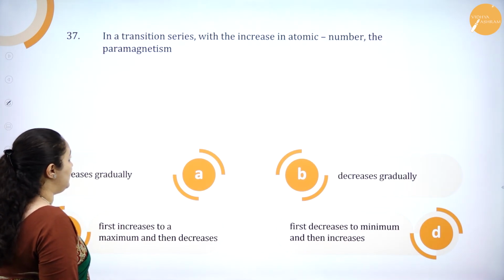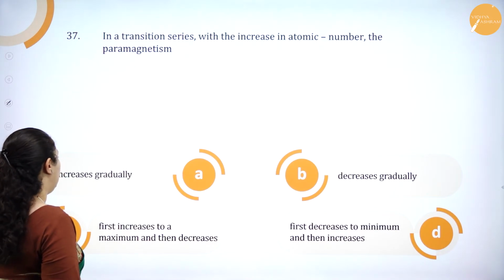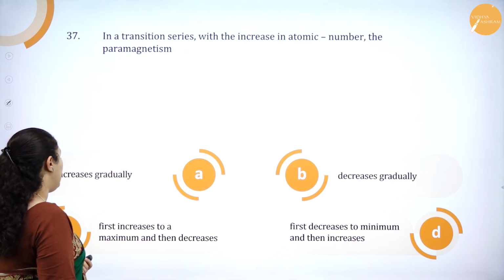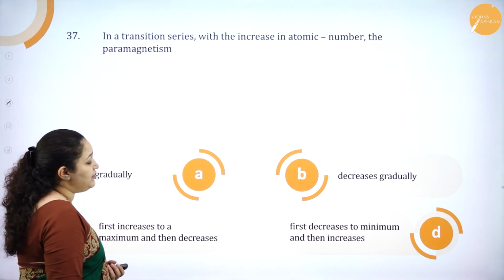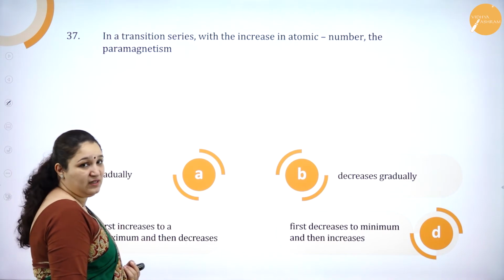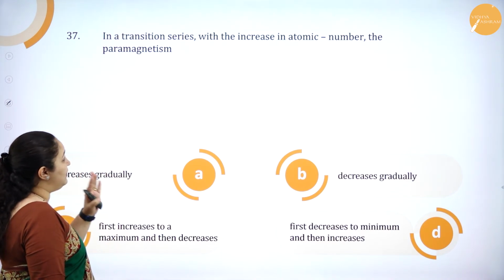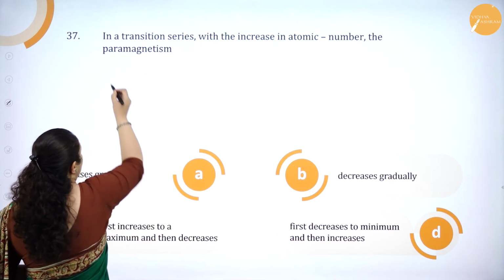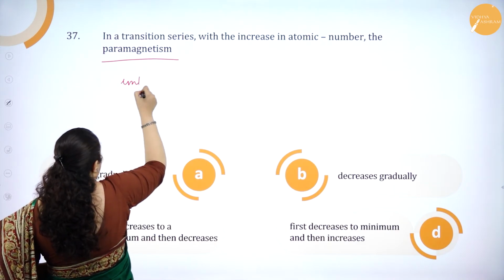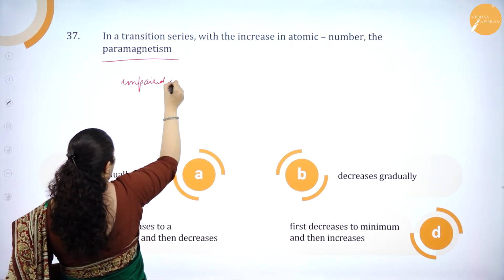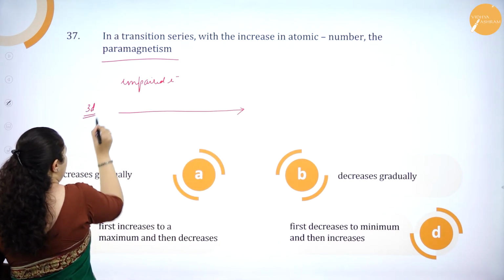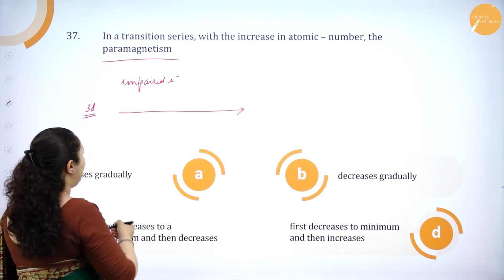In a transition series, with the increase in atomic number, the paramagnetism increases gradually, decreases gradually, first increases to a maximum and then decreases, or first decreases to a minimum and then increases. So as the atomic number increases, what happens to paramagnetism? Paramagnetism depends on the number of unpaired electrons, isn't it? So if you go along the period, for example, if I take the 3D transition series, what is happening? The number of unpaired electrons increases.